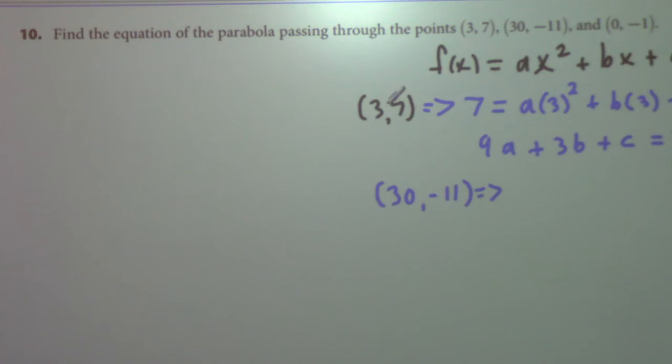Okay, let's look at this one up here, right? We plugged in 3 and we got 7. So what are we getting as an output? Plugged in 3 as an input, got 7 as an output. If we plug in 30, what do we get as an output?